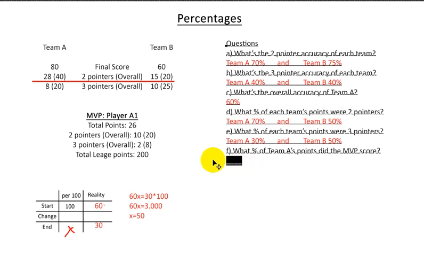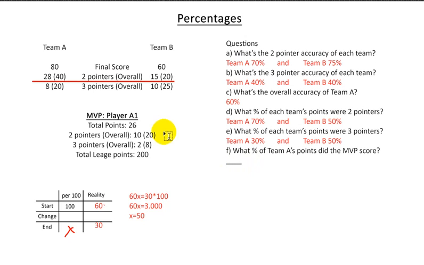Next up, we have the question, what percentage of team A's points did the MVP score? Okay, well, the MVP scored 26 points, and team A scored a total of 80 points. So to find that, I would say 80 there and 26 there. So 80x needs to be equal to 26 times 100.